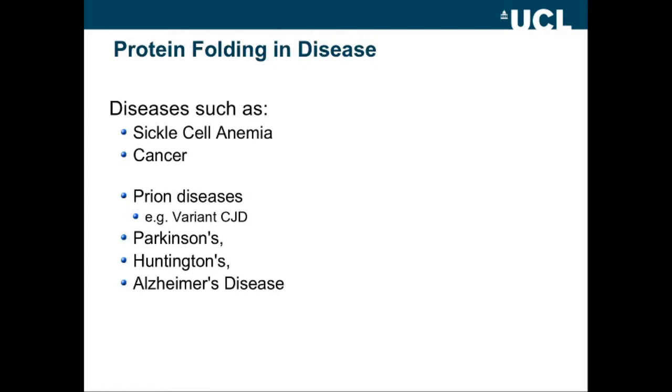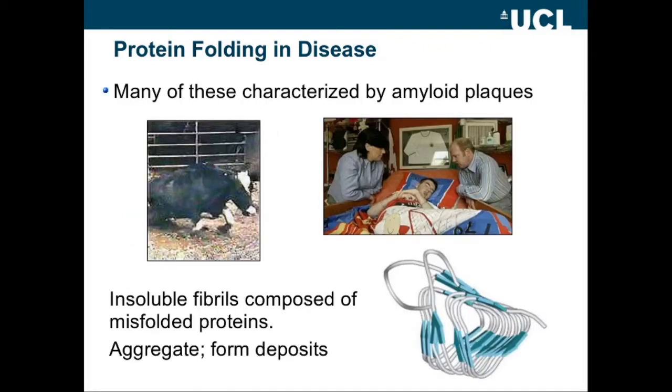Protein folding is extremely important in disease. Things like sickle cell anemia, cancer, prion diseases such as variant Creutzfeldt-Jakob disease, Parkinson's, Huntington's, Alzheimer's disease, all are related to misfolding problems in proteins. Many of these are characterized by amyloid plaques.